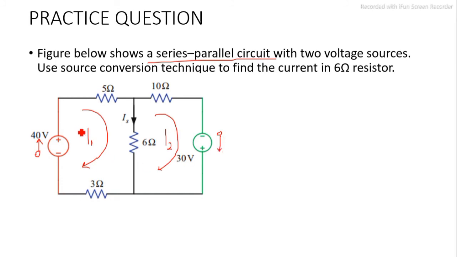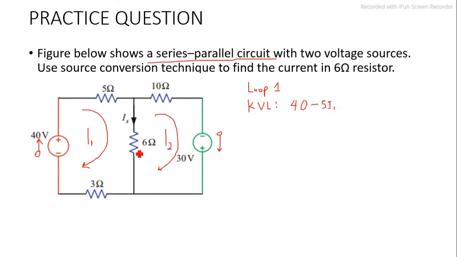Then let's write the KVL for loop 1. What will be the KVL? Now the direction of the loop and the direction of the battery is the same, so we are going to have 40. There will be a voltage drop here, which is 5 times I. V equals IR, 5 times the current that is flowing, that's minus 5 I1.